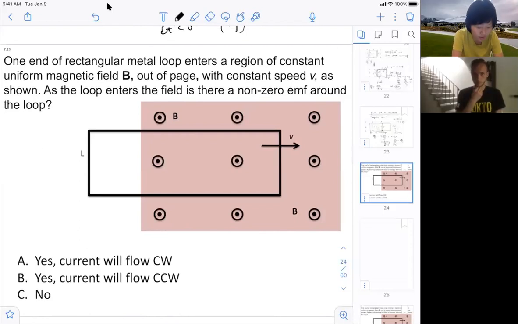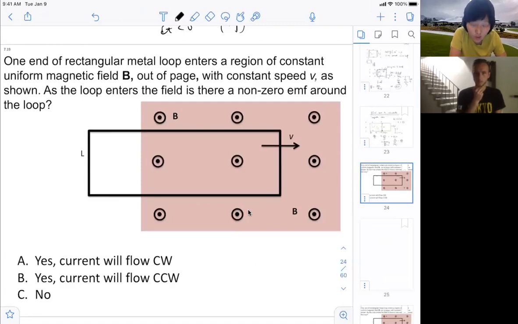Okay, 10 more seconds on this question. Okay, any last minute vote? All right, I'm going to go ahead and close this.